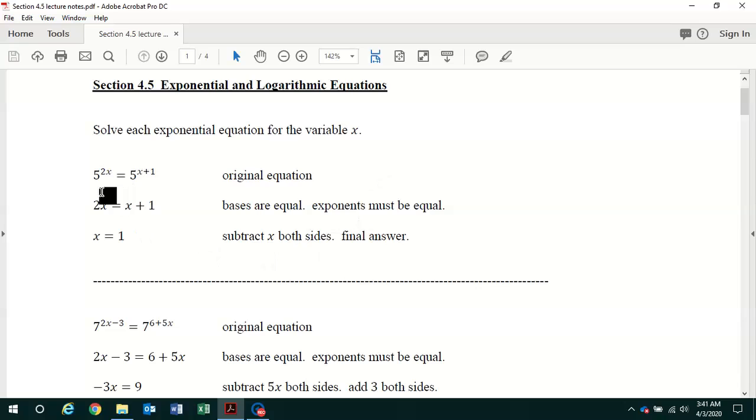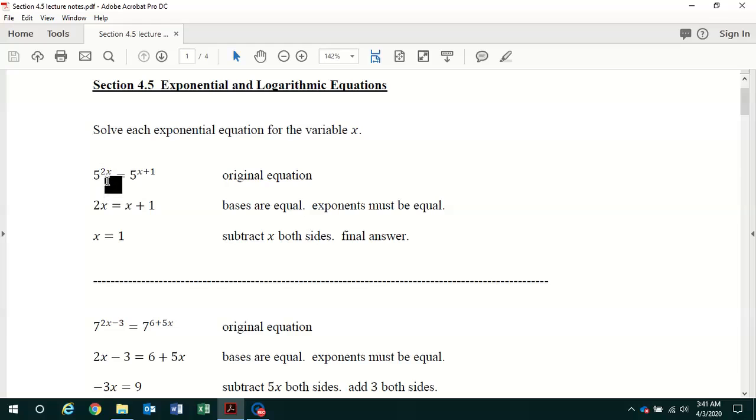So in our first example we have the exponential equation 5 to the 2x is equal to 5 to the x plus 1 power. Well, the exponential on the left and the exponential on the right have the same base, so if the bases are equal, then the exponents must be equal. So the exponent 2x on the left has to equal the exponent x plus 1 on the right. And so now this is just a linear equation. And when we solve for x, we subtract x from both sides and we get x is equal to 1.